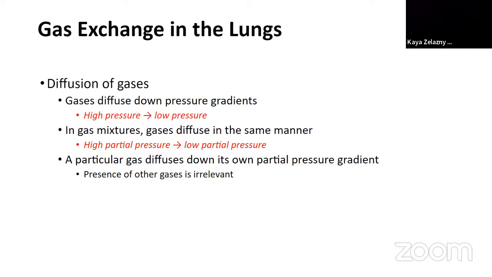So the oxygen doesn't really care about what the partial pressure of the carbon dioxide is. It's going to diffuse down the oxygen gradient. The carbon dioxide is going to diffuse down the carbon dioxide gradient. So we're going to be paying attention to the partial pressure of each of these gases, and they're going to be pretty much independent of each other, at least in terms of the gas exchange happening.